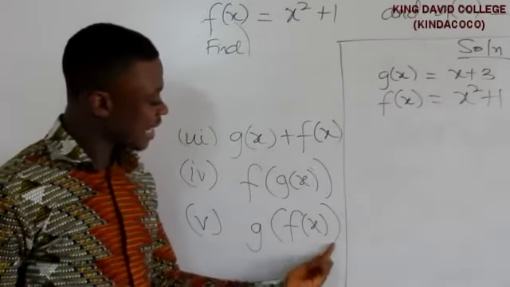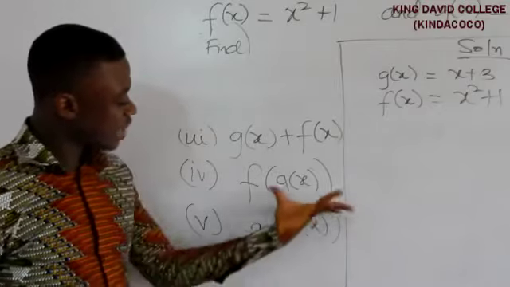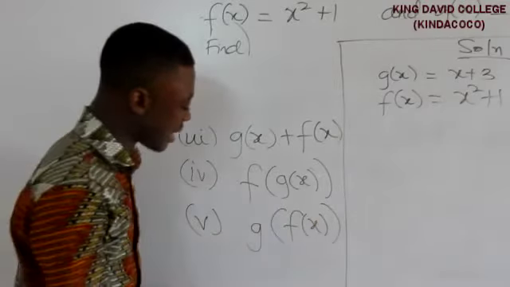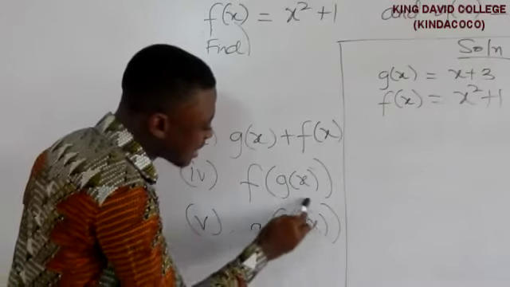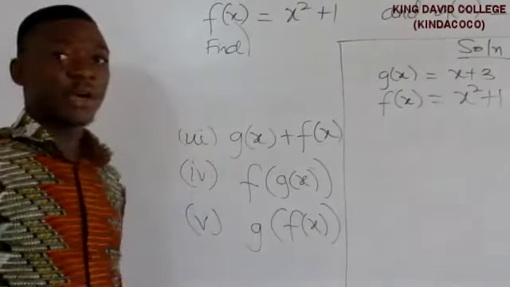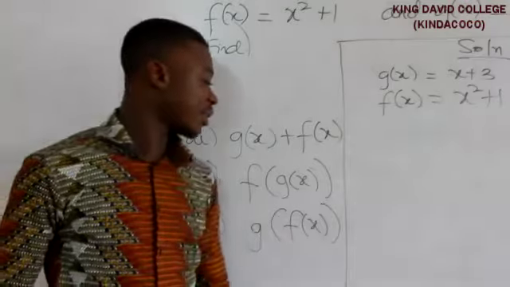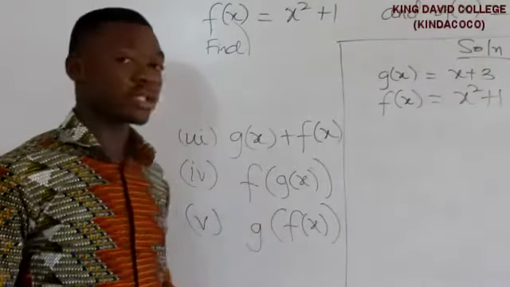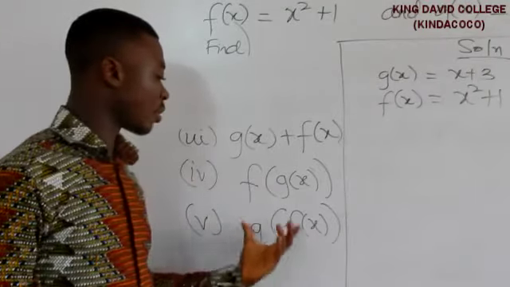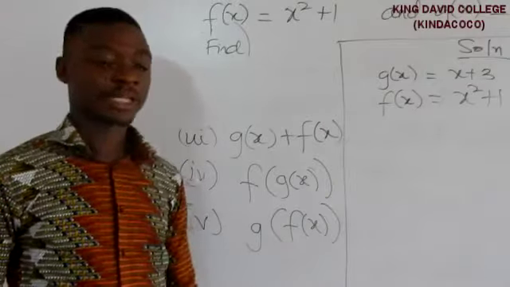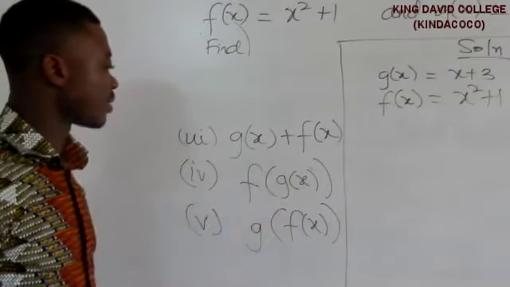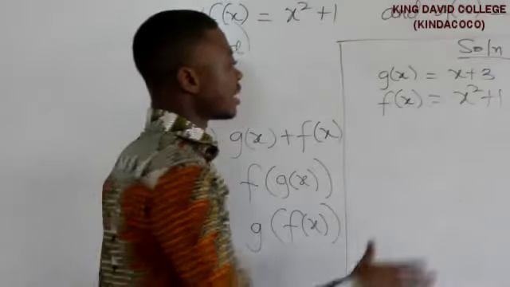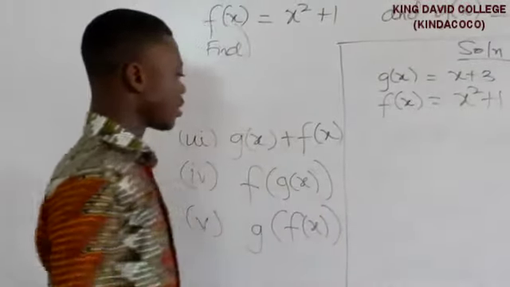They are now putting the f of x function into the g function. So you see the g function with its bracket, then you are placing the whole f of x inside. When you have this situation, then we call it what? The composition of functions, or composite functions.